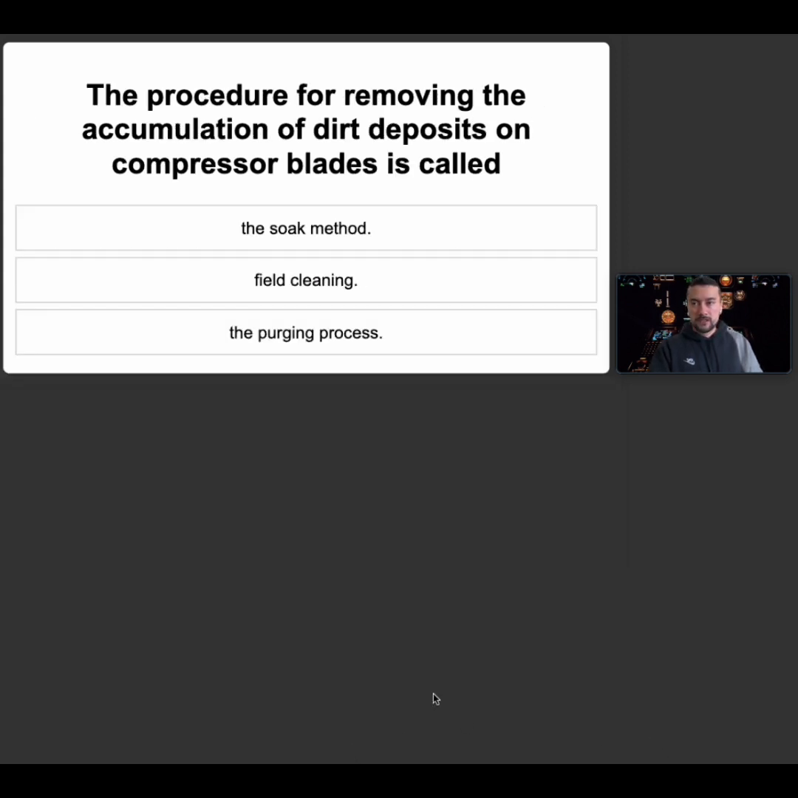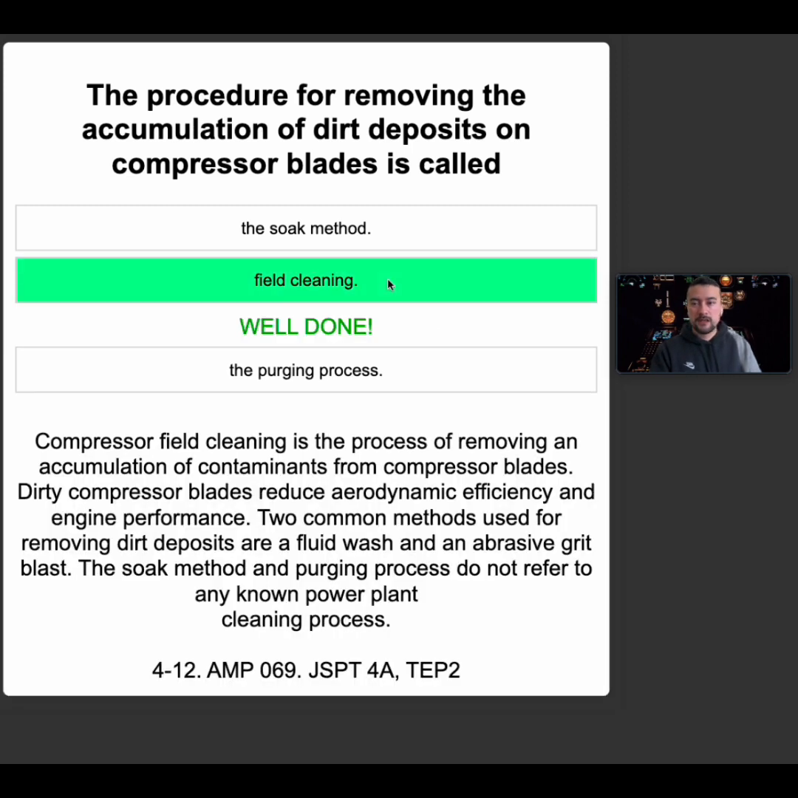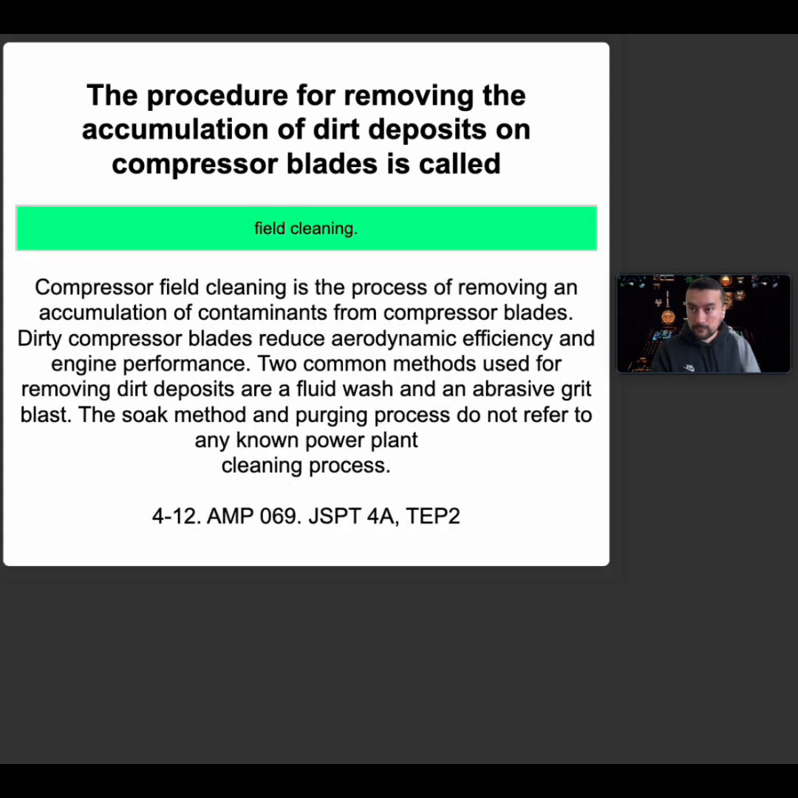Next question. The procedure for removing the accumulation of contaminant deposits on compressor blades is called the soap method, fuel cleaning, or the purging process. That is called fuel cleaning. Compressor fuel cleaning is the process of removing an accumulation of contaminants from compressor blades.